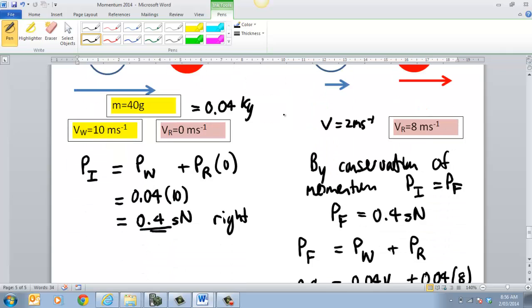So the key steps for doing these are: first, working out the initial momentum, which is the addition of the 2 objects. The second step is to make sure that you're using the conservation law of momentum. And the third step is to actually find the unknown by using the formula there.